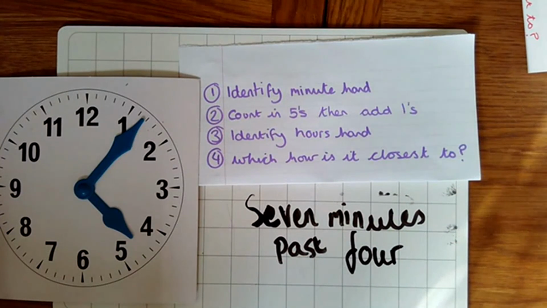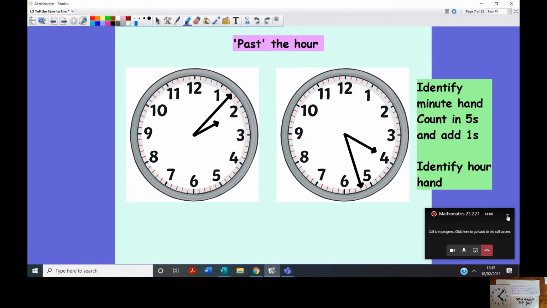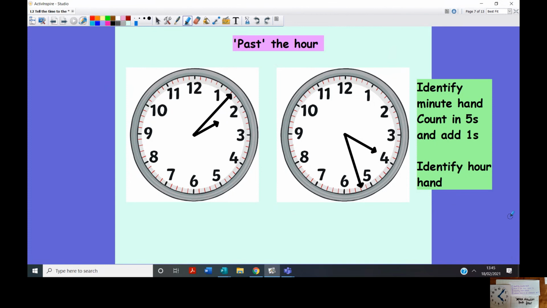Good. Fantastic. I'm just going to reshare my screen and we're going to go and look at some more examples before we go into a little bit of a task. So past the hour. So your step to success is identify the minute hand, count in fives, and then add your ones. And then you need to identify the hour hand. So let's have a look here. Let's put in our steps to success.